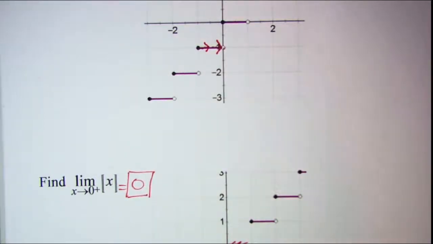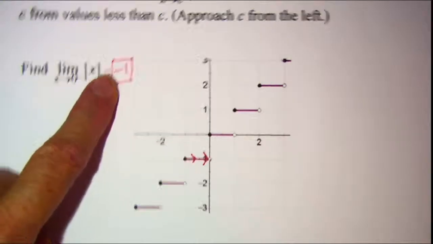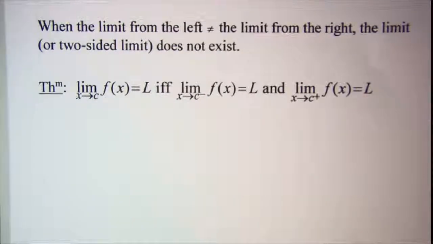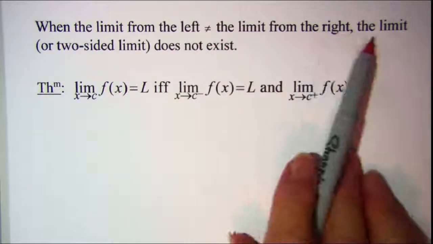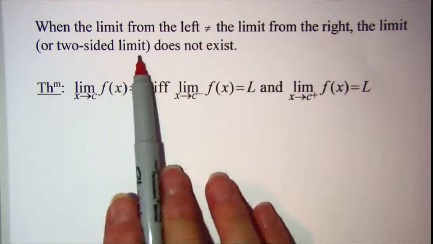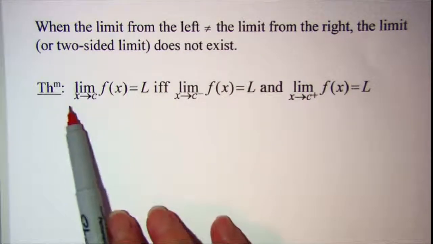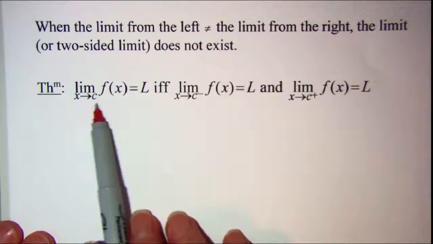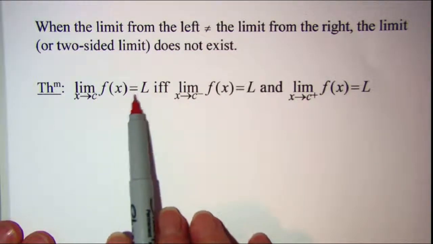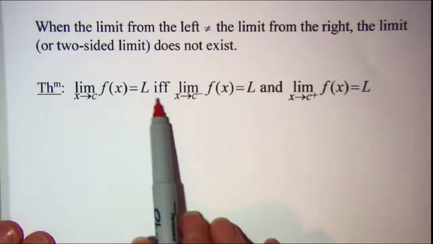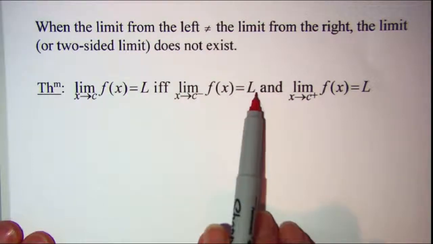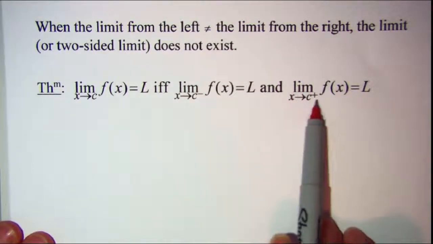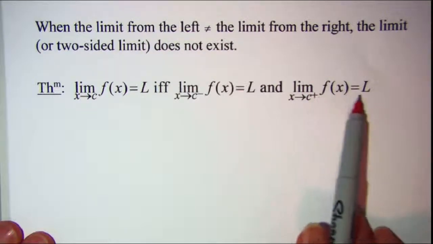This leads us to a theorem. Since these two values are not the same, negative 1 and 0, the theorem says, when the limit from the left is not equal to the limit from the right, then the limit, or the two-sided limit, does not exist. So our theorem says the limit as x approaches c of f of x is equal to L if and only if the limit as we approach c from the left is equal to L and the limit as we approach c from the right is also equal to L.